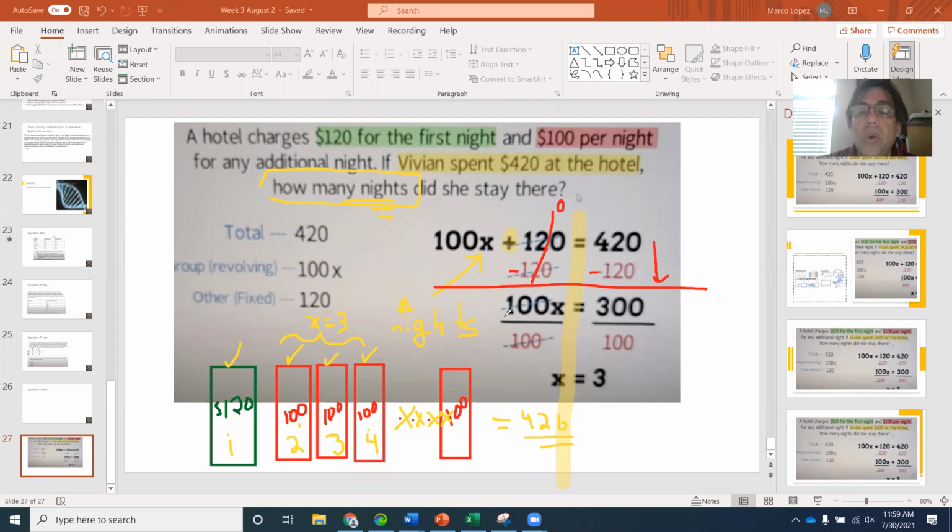Now, 100 times something is 300. Well, 100 times 3 is 300. Or you could do the opposite of what's happening. The opposite of multiplication is division. So you divide the left by 100 and divide the right by 100. But again, that's the number of additional nights. It's not the number of nights that were spent.